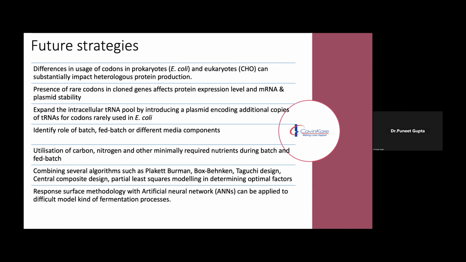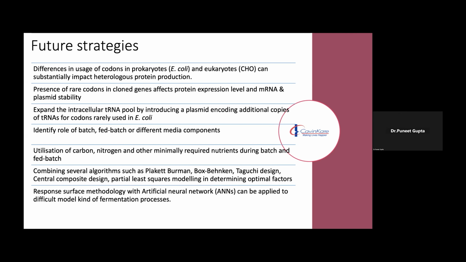Future strategies: different codon usage in prokaryotes and eukaryotes does affect the expression of heterologous proteins. In that case, there are some amino acids which are not being produced or do not have codons in E. coli, which can easily be supplemented in the medium and taken up easily for production and increasing the protein. Rare codons, which affect protein production, mRNA, and even plasmid stability, are again going to be taken care of by the design of experiments approach. And then using the tRNA pool which is not present in E. coli, which can be utilized to increase the growth or increase the product for the different fermentation processes.